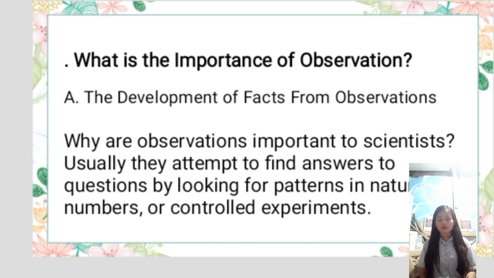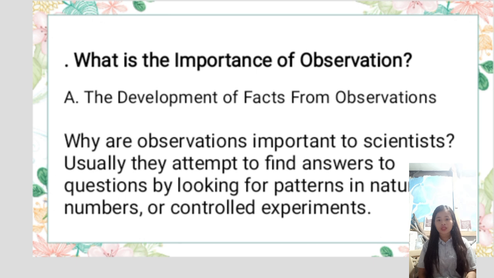Why is observation important to scientists? Identifying patterns in nature. Scientists observe recurring events or trends in natural systems. For example, early astronomers noticed the regular motion of planets, which led to the development of planetary motion laws.